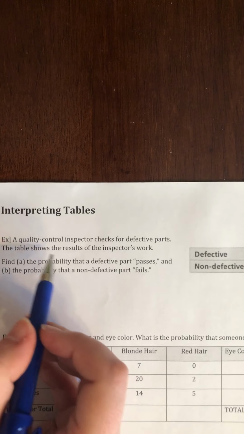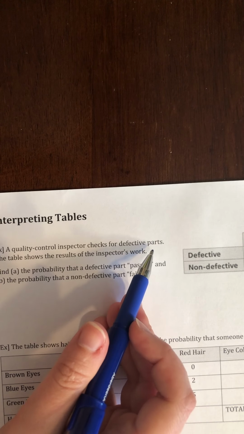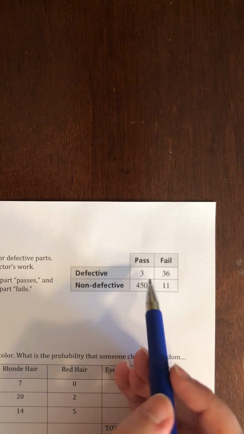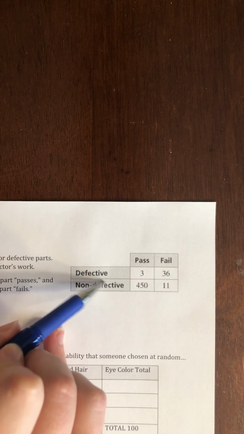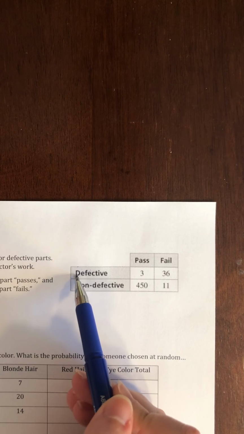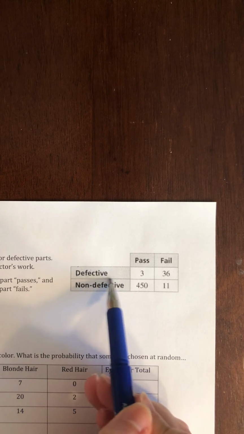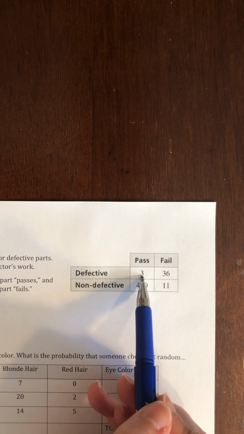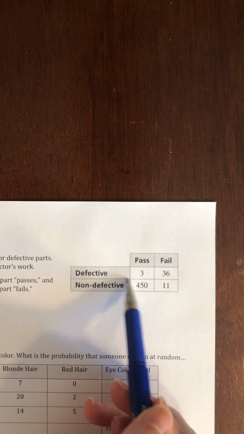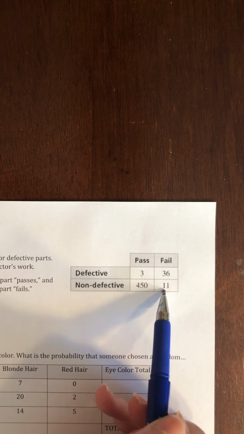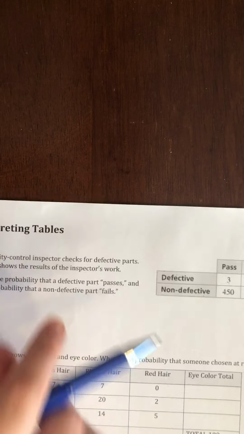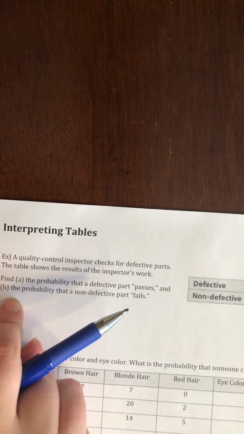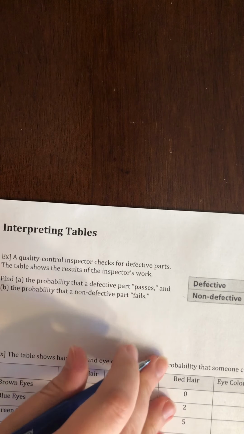So a quality control inspector checks for defective parts. A table shows the results of the inspector's work. You see that a few of them that were defective did pass. I mean, it is a person, they are fallible. And then there's a couple that weren't defective and were fine that failed. So find A, the probability that a defective part passes, and B, the probability that a non-defective part fails.